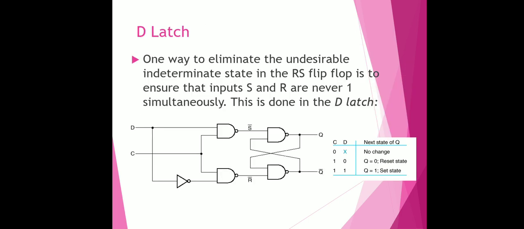And here if you see the D latch, this is used to capture or latch the logic level which is present on the data line when the clock input is high. If the data on the D line changes state while the clock pulse is high, then the output Q follows the input D. The only way to avoid the undesired indeterminate state in the RS flip-flop is to ensure that the inputs are never 1 simultaneously.